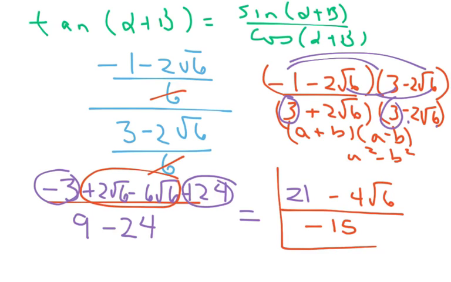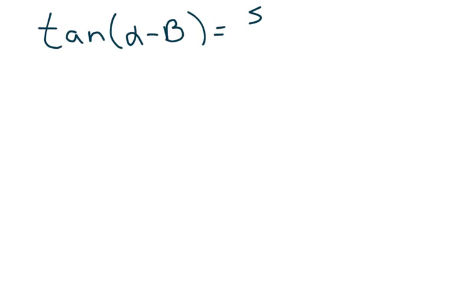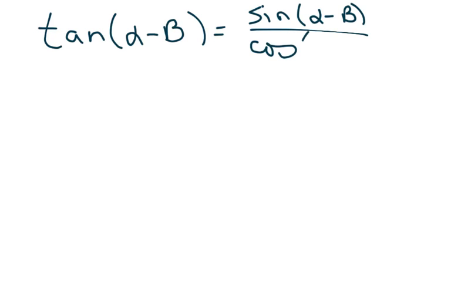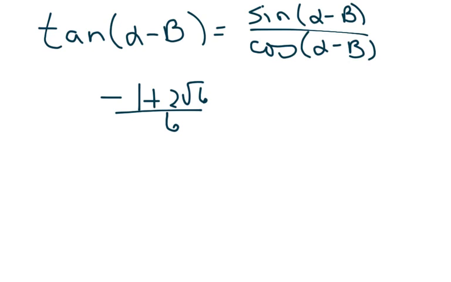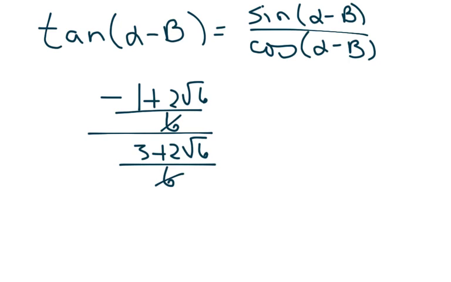So there we go. We're going to do the same thing with tan of alpha minus beta. We're just going to use sine of alpha minus beta over cosine of alpha minus beta. Sine of alpha minus beta is -1 plus 2 root 6 over 6. And cosine is 3 plus 2 root 6 over 6. And we're going to run into the same issues here.